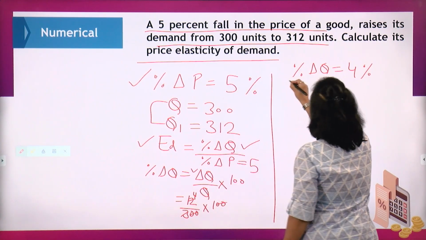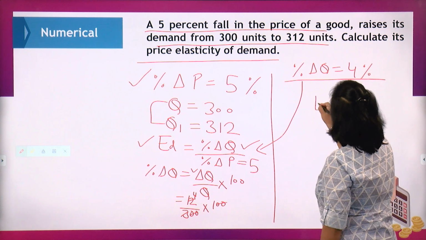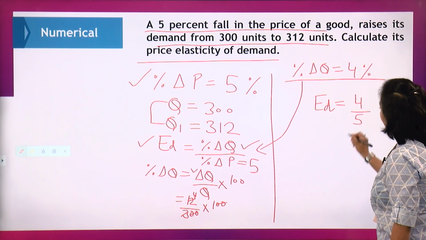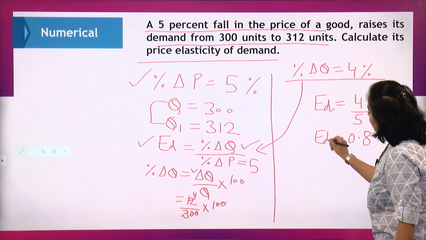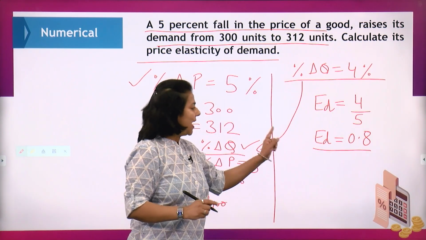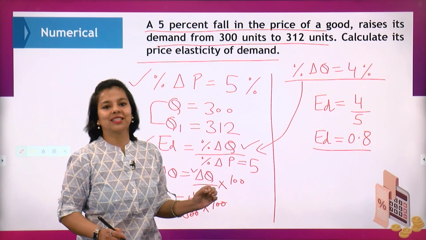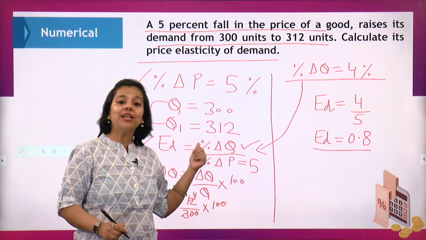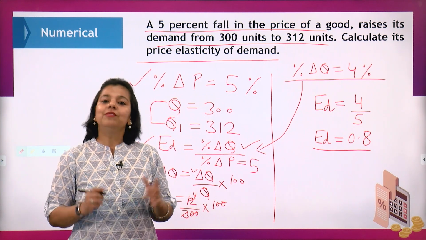Now, I will substitute this value in this formula and I will get price elasticity of demand as 4 divided by 5, which is 0.8. So, you can see that our answer is less than 1. So, that means this will be inelastic demand. So, this is the question of relatively inelastic demand, while the previous one due to answer more than 1 was relatively elastic demand. Let's solve one more question.